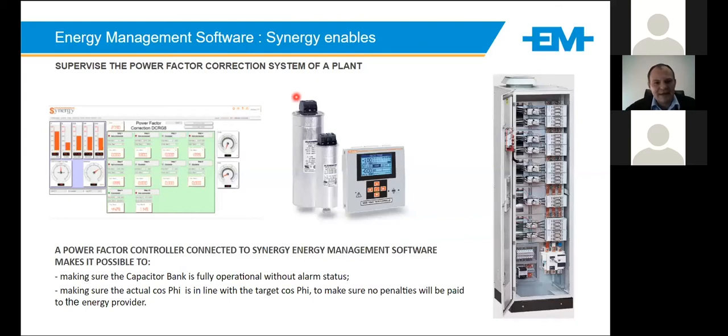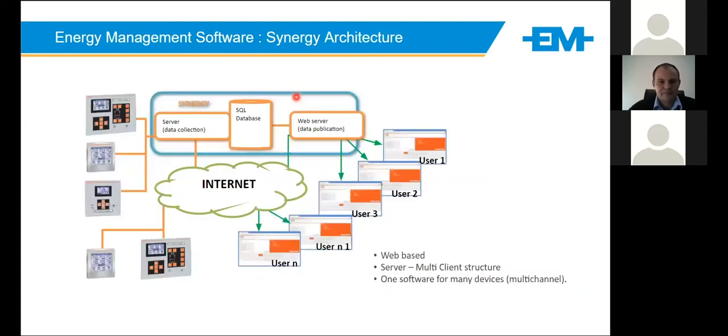Importantly, again, a utility like the power factor system, the Lovato controllers present the data from these devices to the platform, understanding how many times the steps have come in. Are the steps fully operational? Am I achieving my target power factor, which I've set out? Are there any faults? Is there place for improvement?